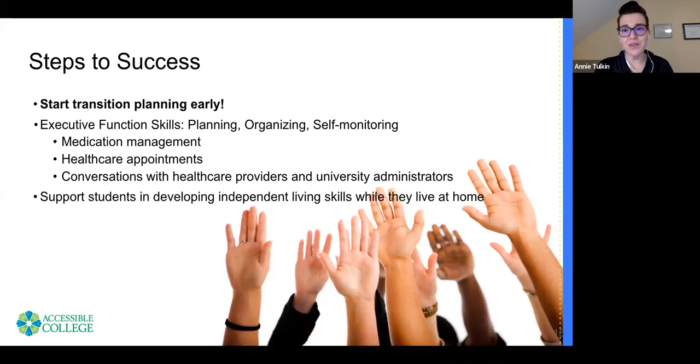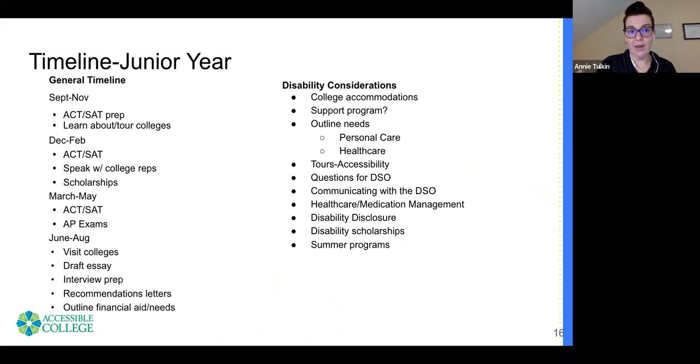And this is true for all students, not just students with disabilities. Do they know how to do their laundry? Do they know how to make a simple meal? Do they know how to use an ATM? How will they get money? So working through some of those things when they're still living at home, so that they have those skills ready when they're in school, can be really helpful.